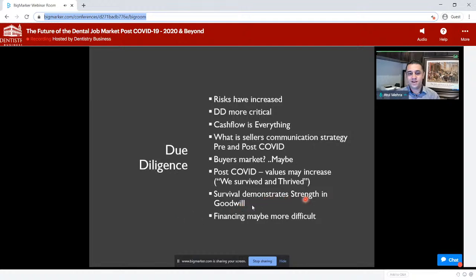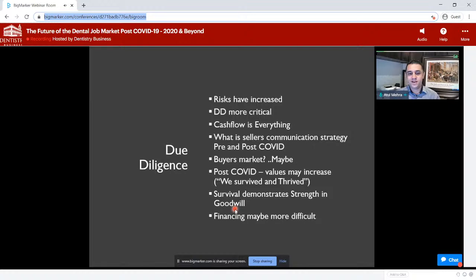Survival demonstrates strength in goodwill. Well, that's the other thing about the situation that we're in. If an office is hurting right now because they're closed, or they haven't opened all the way, or they're reopening, and the PPE and all that stuff, there's a possibility that as things get better and we recover out of the pandemic, if they go back to their pre-COVID levels, they can come back and say, look, our practice is stronger now, because it demonstrates how strong the value of the business is, because we were able to maintain the charts, maintain the relationships, maintain the goodwill.